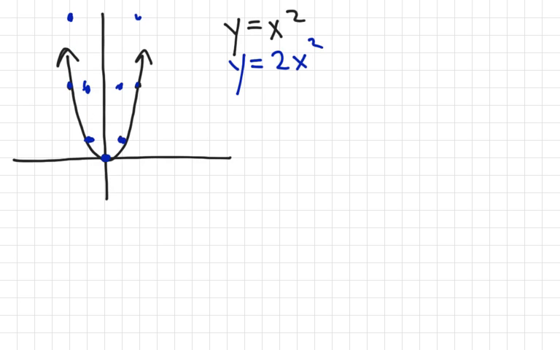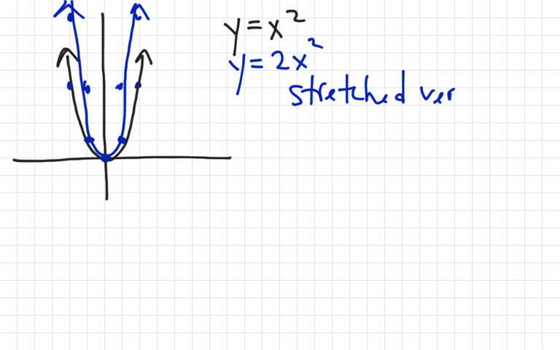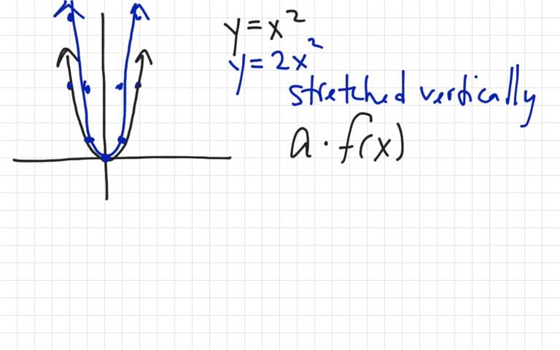And, sorry, that doesn't look very good. There we go. And basically what multiplying by 2 did to the graph is it kind of made it skinny. We say that it stretched vertically. And functions will stretch vertically when you multiply them by a number bigger than 1.